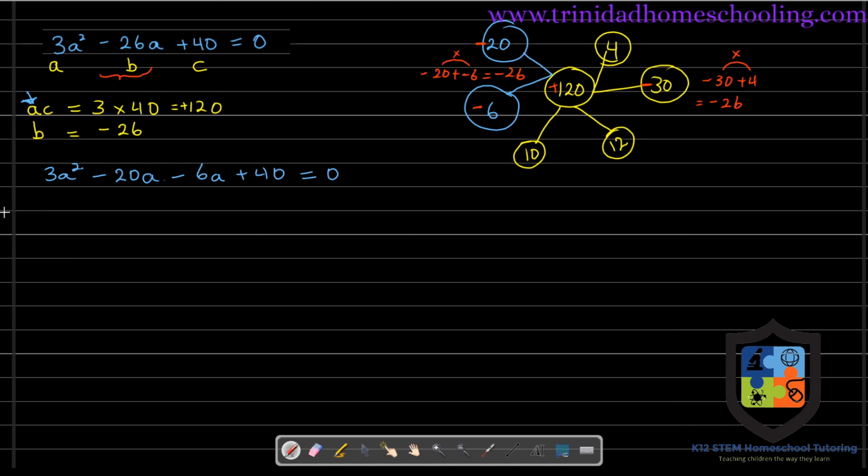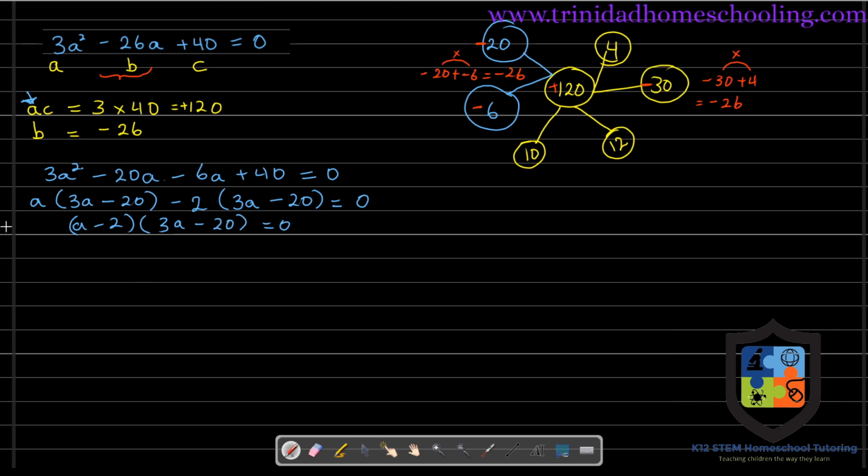Okay, now let's continue factorizing. What is common to both 3a squared and 20a? The only thing common there is a, so I'll pull that out. I'll get 3a minus 20. And what is common to both here? Well, we could pull out 2. I'll get positive 3a and negative 20. You need to know how to factorize. So a minus 2 and 3a minus 20 are your factors.